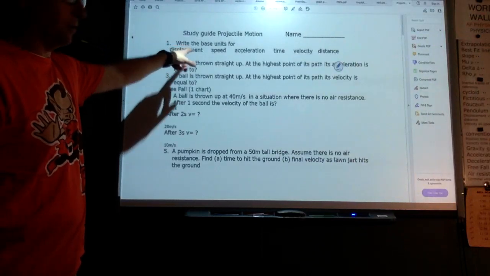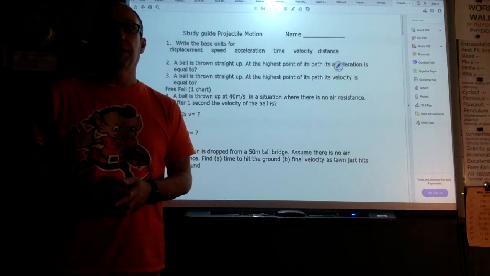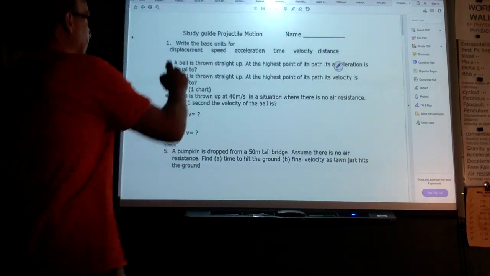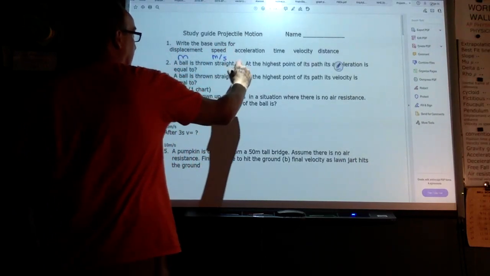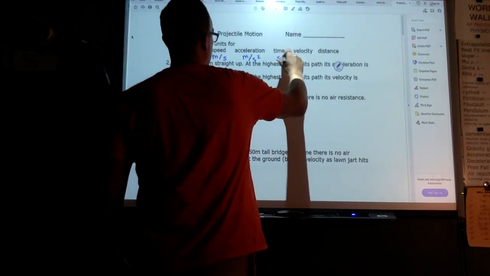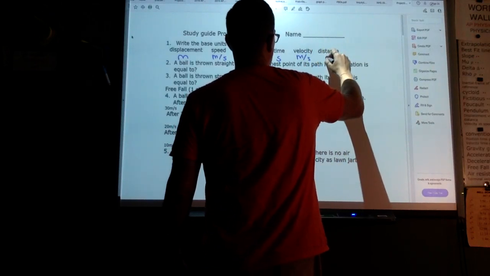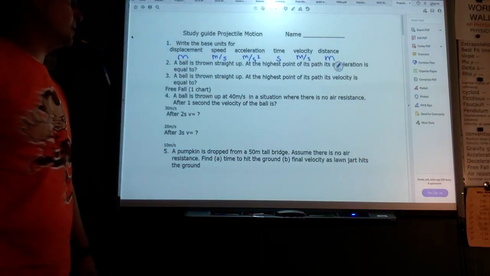The base units for the things that we've covered so far in our MKS units are meters, kilograms, and seconds. Displacement is measured in meters, speed is measured in meters per second, acceleration is measured in meters per second squared, time is measured in seconds, velocity is measured in meters per second, and distance is measured in meters.